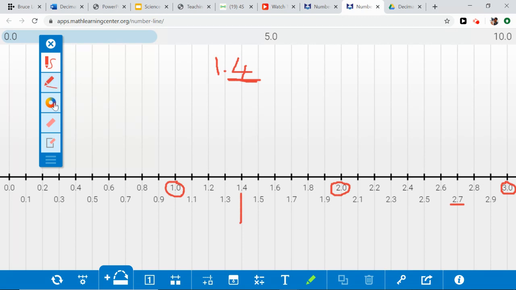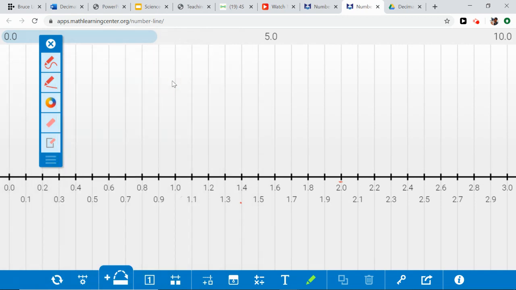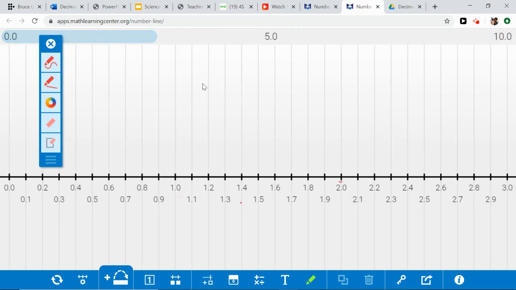Let's try another one. Let's rub everything out. And let's even get rid of our number line. Let's keep it down here, and I'm going to give you a bigger number. Let's do 6.6. So what is 6.6 rounded to the nearest whole number? Answer is 7. So let's see why it is 7.